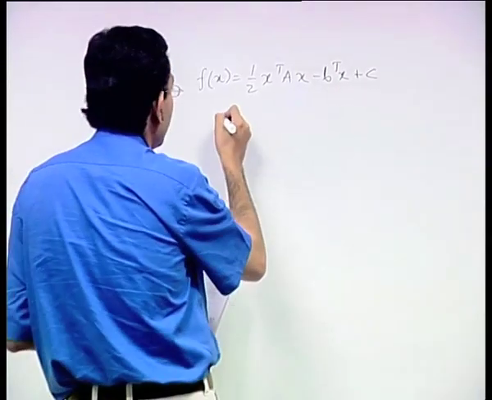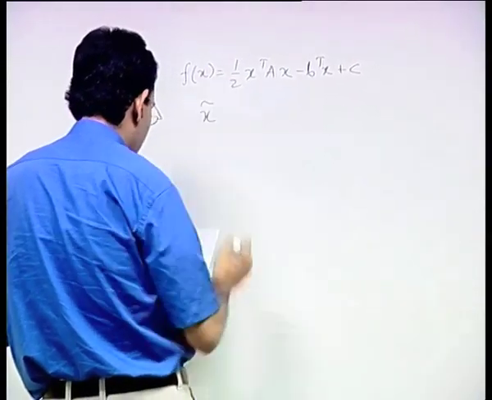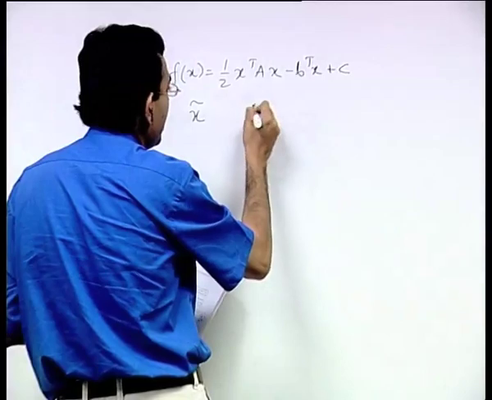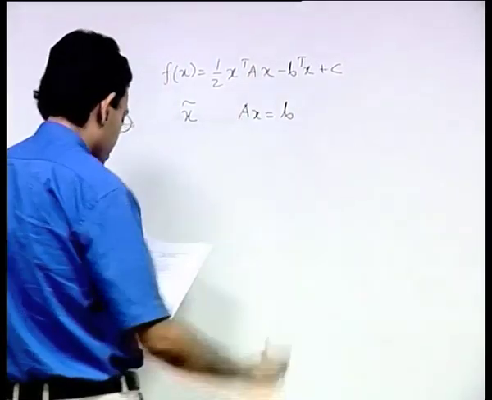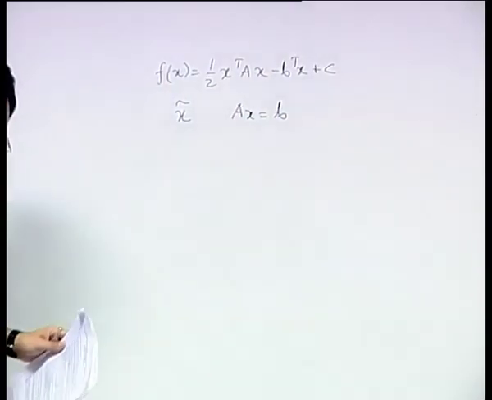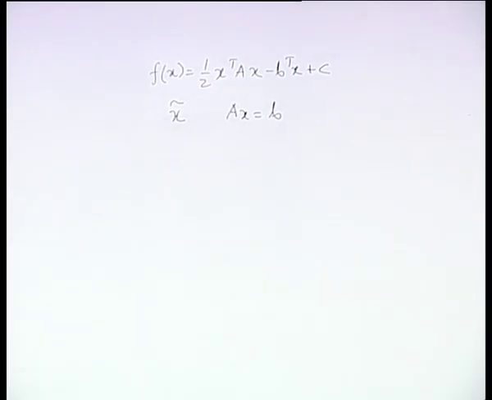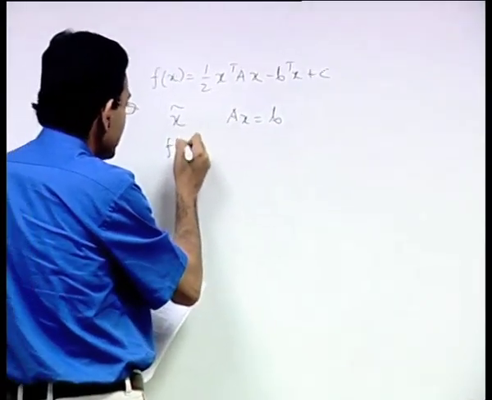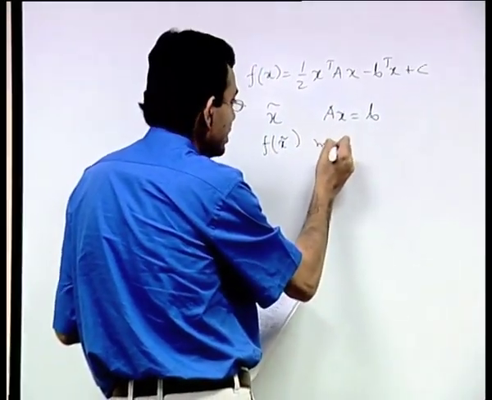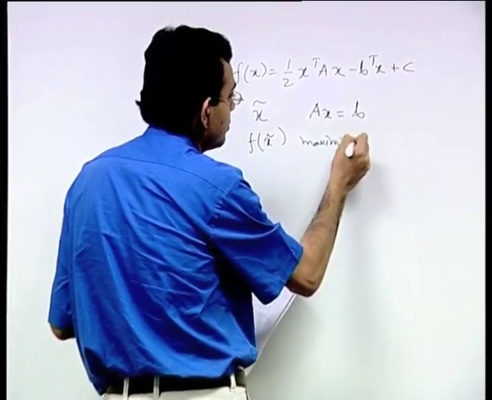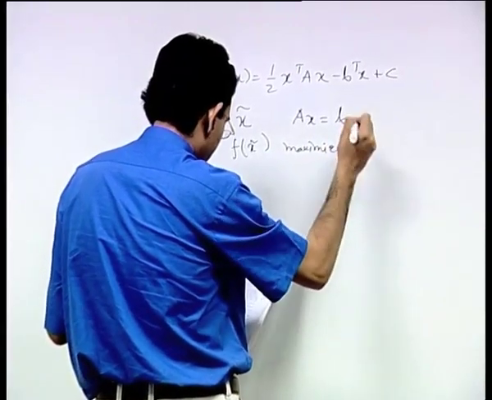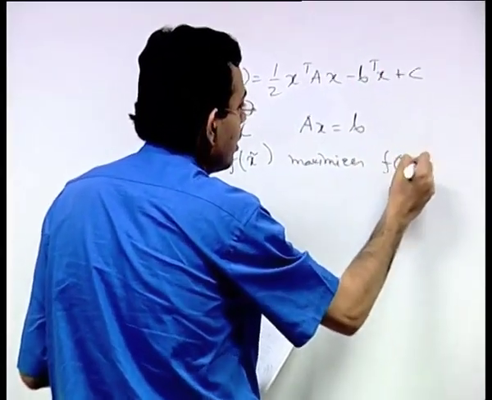If x tilde is the solution of the system A x equal to b, then is it possible that x tilde maximizes f(x)?